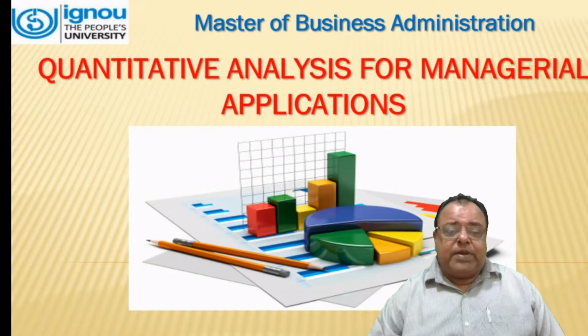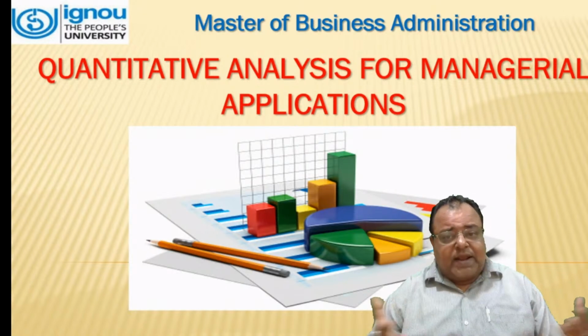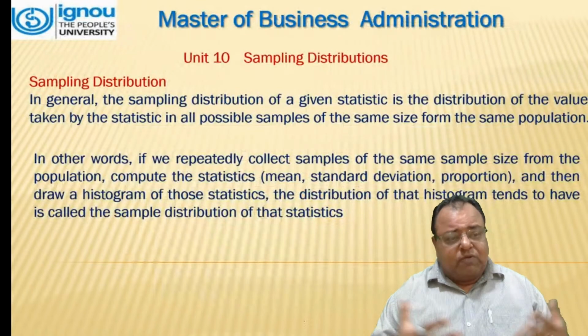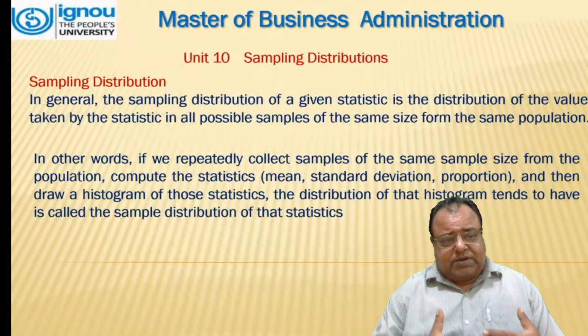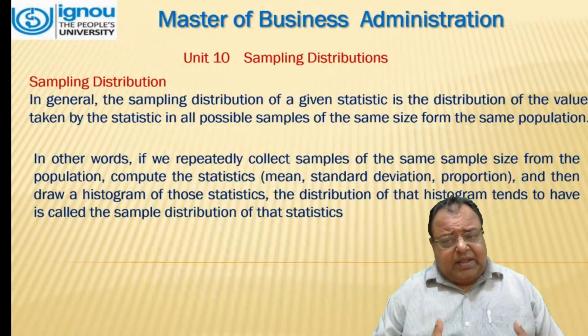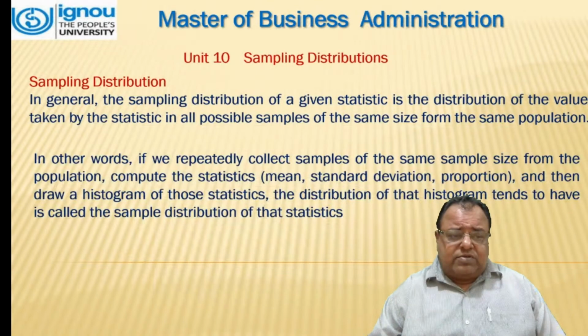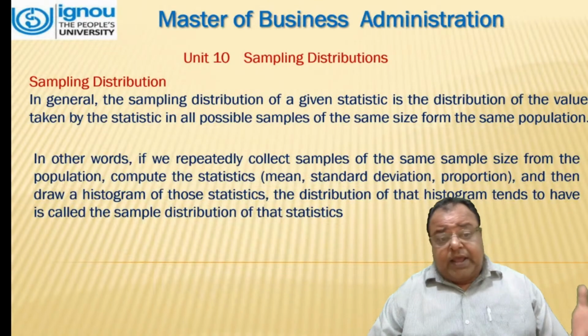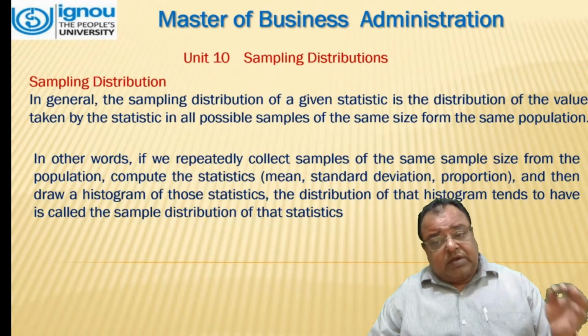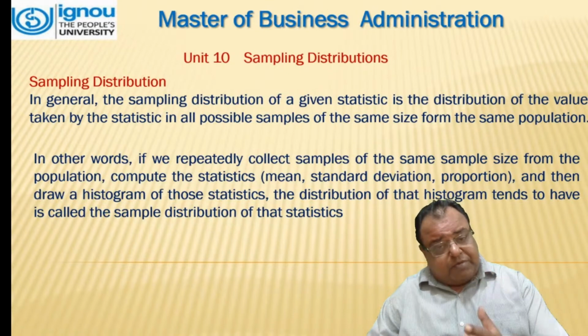Today, we will be discussing Unit 10, that is sampling distribution. First of all, what is actually meant by sampling distribution? Sampling distribution of a given statistic is the distribution of the values taken by the statistic in all possible samples of the same size from the same population.